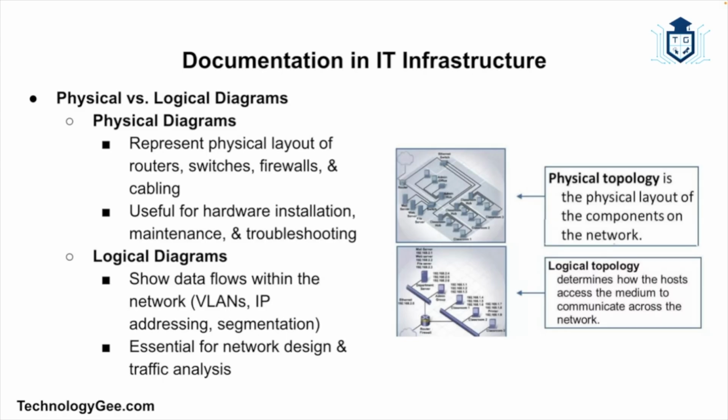So physical diagrams, they represent the physical layout of network devices, including routers, switches, firewalls, and cabling, and these are useful for hardware installation, maintenance, and troubleshooting. Then we have what are called logical diagrams, where they depict the logical flow of data through a network, showing VLANs, IP addressing schemes, and network segmentation. And these are essential for understanding how traffic moves across the network.